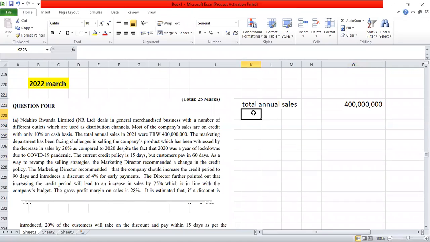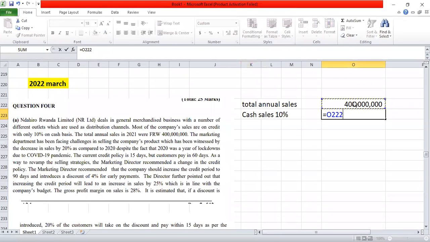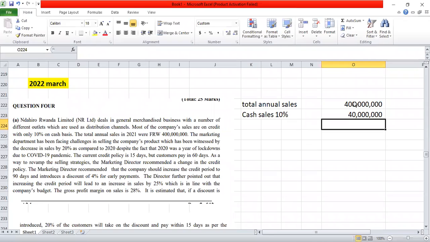And they said 10% of this annual sales is on cash. So our cash sales is 10%, which is this times 10%. I get the cash sales. Then the credit sales will be this minus this one. I get the credit sales. So that's the first information.